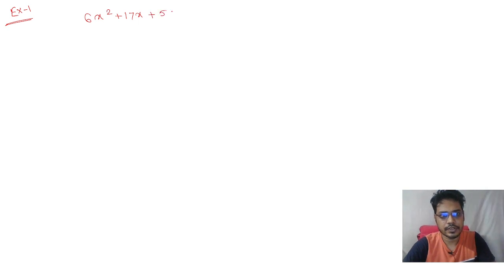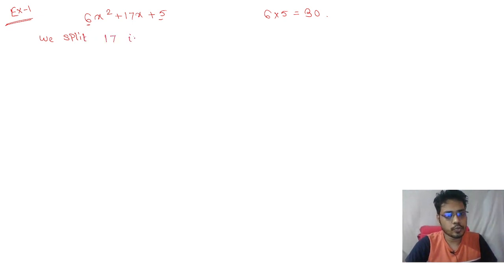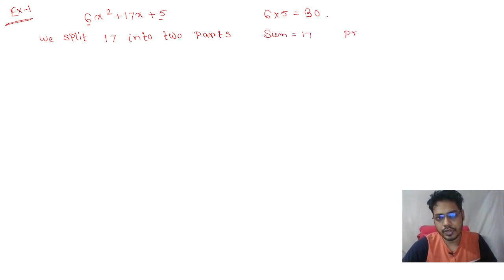Now coming to some examples. Example number 1: factorize 6x square plus 17x plus 5. How can we factorize it? First we have to multiply 6 and 5. So 6 multiplied by 5 will be 30. Now you have to split 17, the middle term, into two parts where the sum of the two parts will be 17 and the product will be 30.